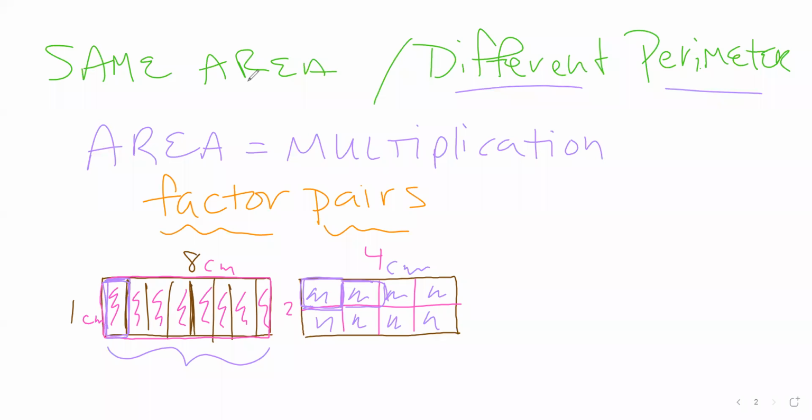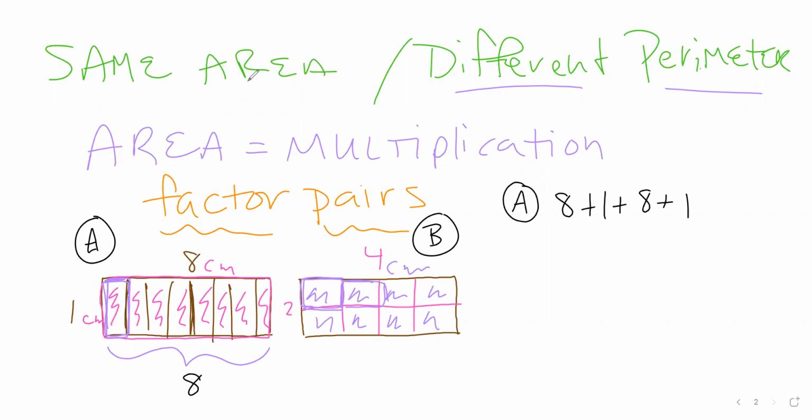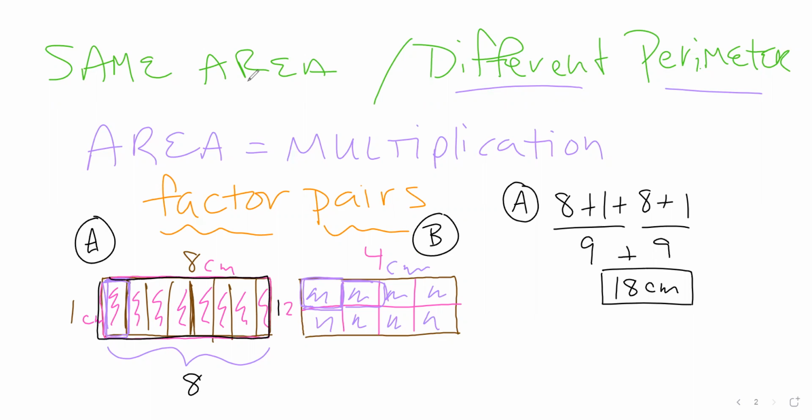So if I want to find that, we'll call this A. I'll call this B. If I want to find the perimeter of rectangle A, then I just have 8 plus 1 plus 8 plus 1, because that is the measurement along the outside. So 1 plus 8 plus 1 is 9, 8 plus 1 is 9, 9 plus 9 is 18 centimeters. Okay, so the perimeter of A gets me 18 centimeters.